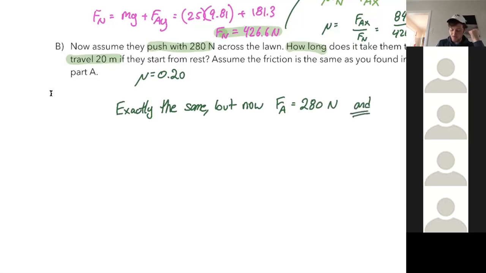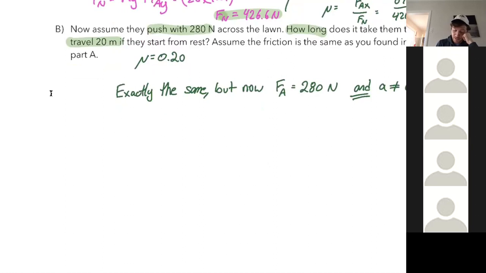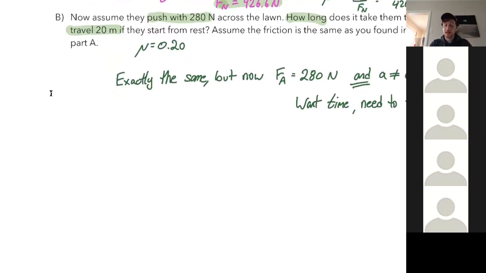and acceleration is not equal to 0 meters per second, right? Chances are, since we want time, it's asking us how long we're going to travel a distance, we need to find this non-zero acceleration, right? We need to find the acceleration, okay? Because that will help us figure out how long.